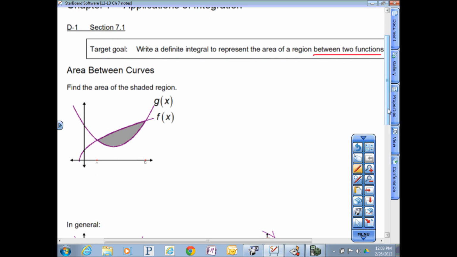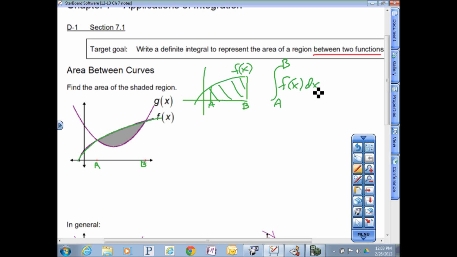So area between curves. What we've done in the past, instead of having two curves, we'd have one, for example, like this f of x right here. And we would probably instead be trying to find the area underneath that curve in between this a and this b. So if I wanted to find that area underneath that f of x function between a and b, we'd just integrate it. We'd integrate from a to b of that f of x dx. And that would give us a representation of the area under the curve going all the way down to the x-axis. Well, what happens then when we have this other curve?